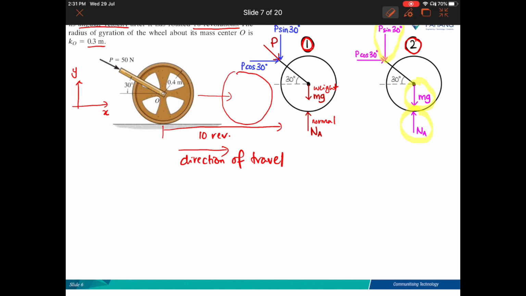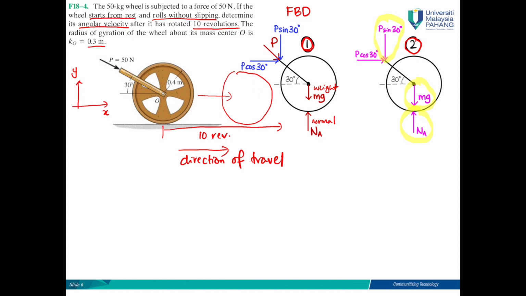Why? Because these three forces, number 1, number 2, and number 3, are acting in the y-axis, whereas the direction of travel is in the x-axis. So the only force that is doing work in this case is this force, P cos 30.